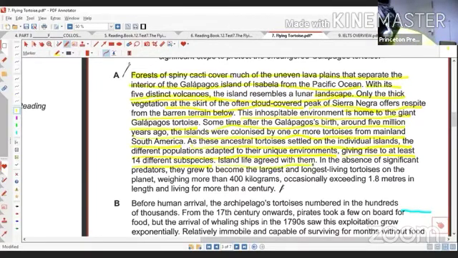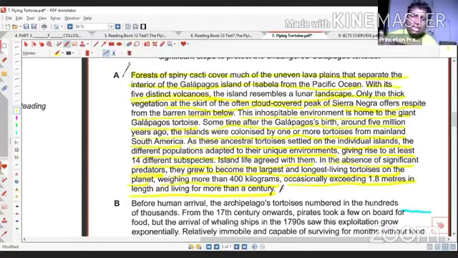Island life agreed with them. In the absence of significant predators, means animals that are going to attack them, there are no such animals. They grew to become the largest and longest living tortoise on the planet, weighing more than 400 kilograms, occasionally exceeding 1.8 meters in length and living for more than a century. What are they talking about? You can read it fast.